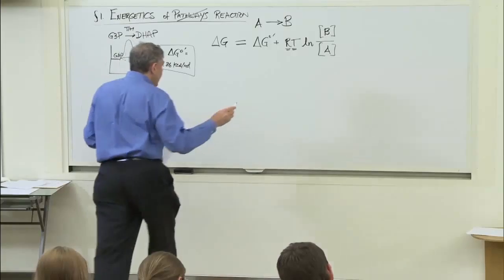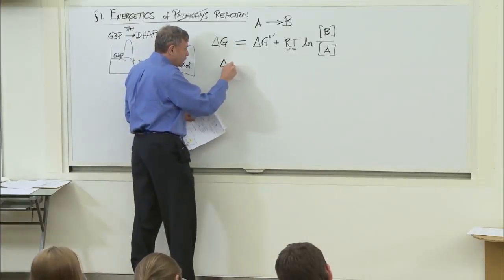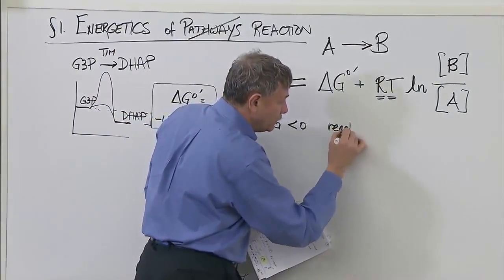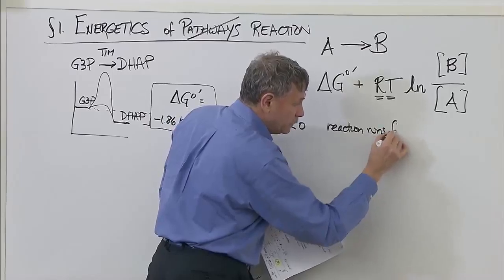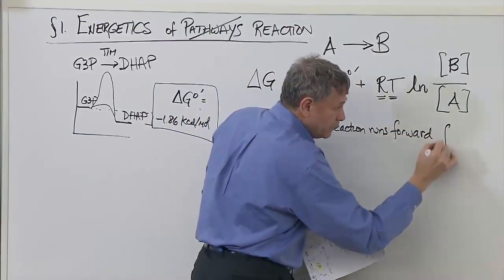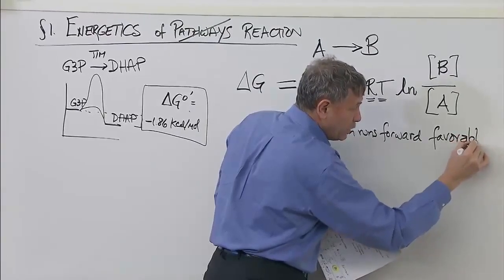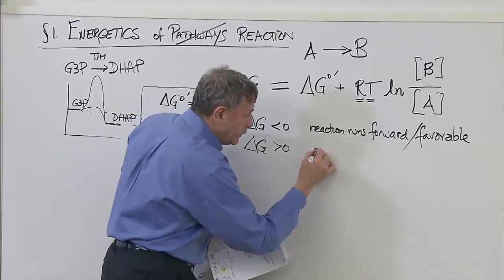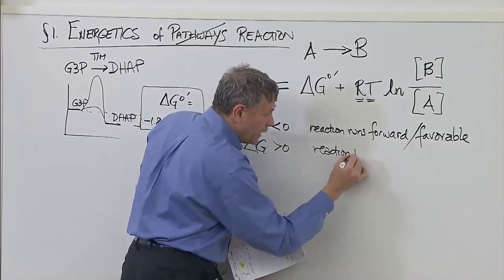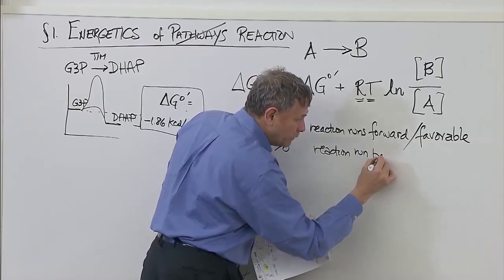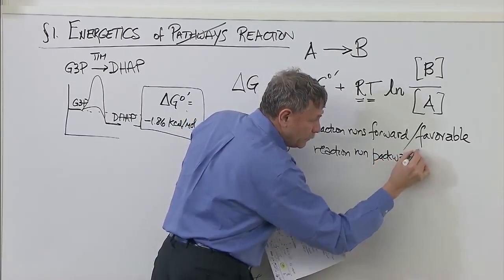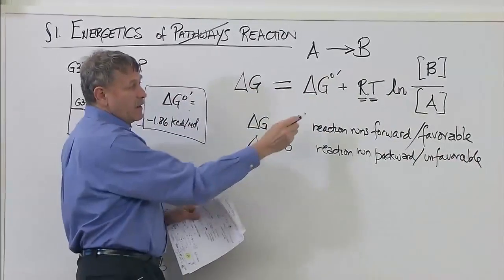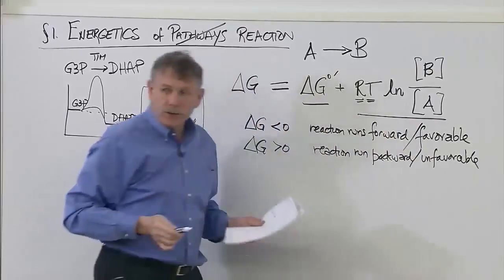That's the key thing. And if delta G is negative, the reaction is going to run forward. It's favorable. We're not going to do all that much chemistry, but this bit of chemistry is pretty important to know. And if delta G is positive, the reaction will actually run the other way. It'll run primarily backward, because it's unfavorable when you balance out the considerations of the energy and the concentration.